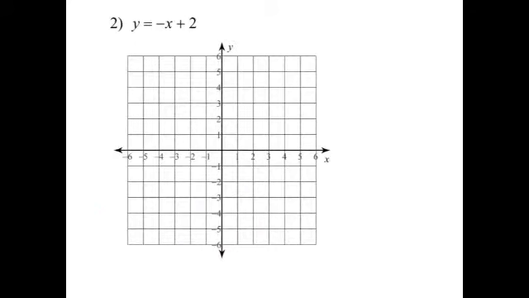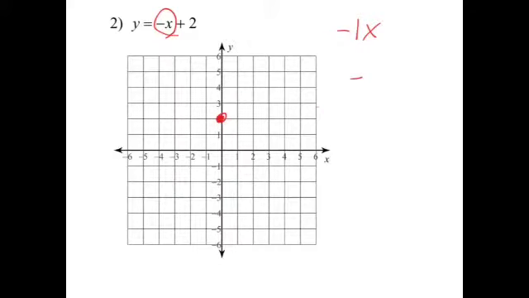Alright, so let's move on to 2. So remember, the number not with the x is your y-intercept. That's 2 on this one, so we're going to go right on our y-axis, put a point there right on 2. And the number in front of x is our slope. There's no number there, so there's a 1. Instead, there's a little invisible 1 there, so it's really like -1x. So our slope is -1.